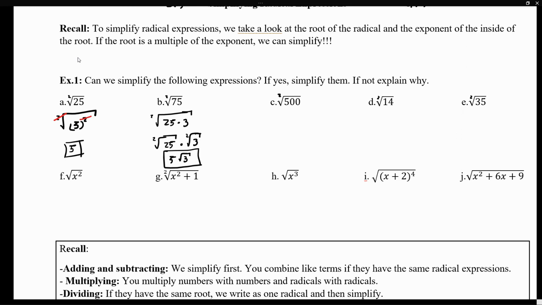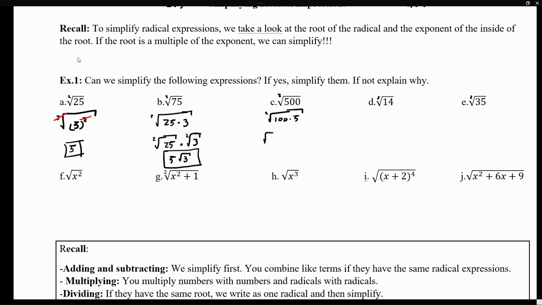Now looking at 500, the first thing you want to ask yourself is, let's concentrate on the inside. Is it possible for me to rewrite 500 as a multiple of two numbers where I do know the square root of one of those numbers? Well, I can just rewrite this as 100 times 5. But notice that I'm using 100 because I already know what the square root of 100 is. That will be 10. So let's rewrite our expression.